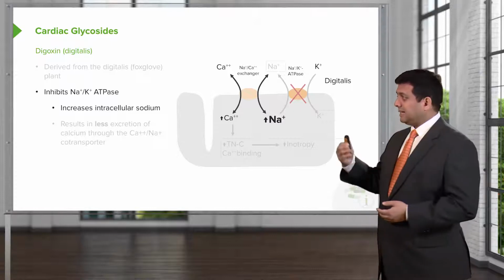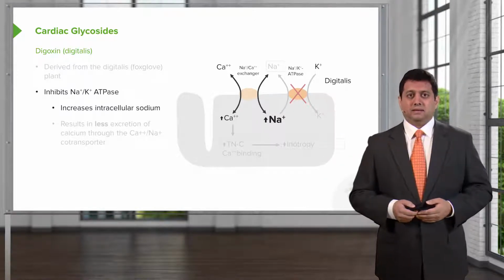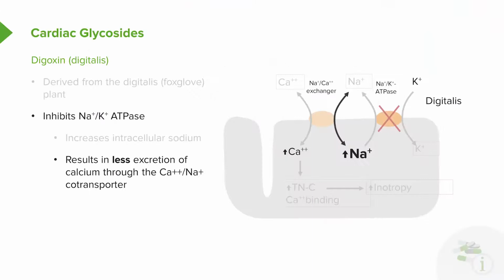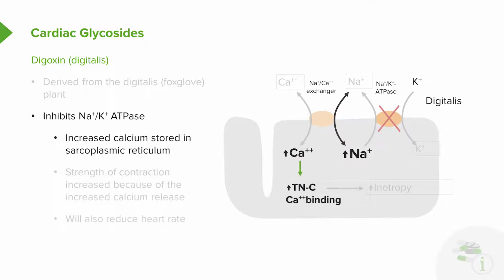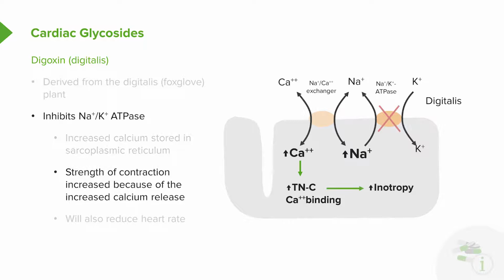This results in an increase in sodium levels in the cell. This results in less excretion of calcium through the cotransporter and higher levels of calcium within the cell. With higher levels of calcium within the cell, you have increased calcium release from the sarcoplasmic reticulum. Now, the strength of contraction is going to be increased because you have more calcium. So strength of contraction is proportional to intracellular calcium. Interestingly enough, you will also have a reduction in heart rate.